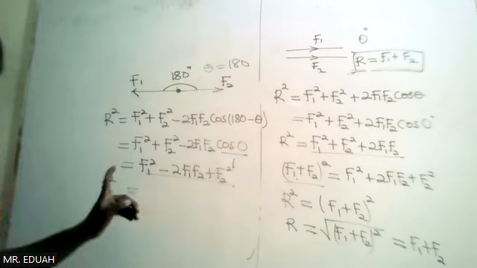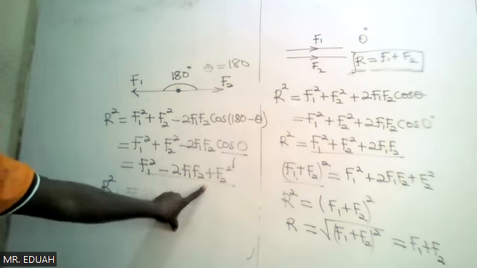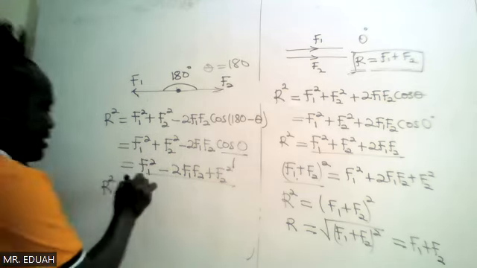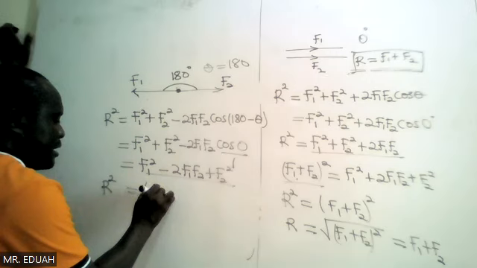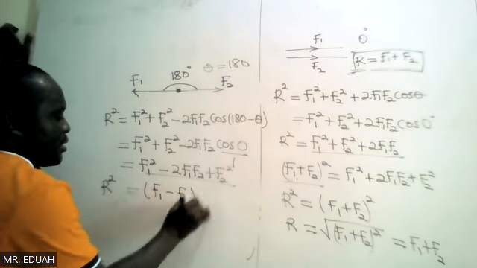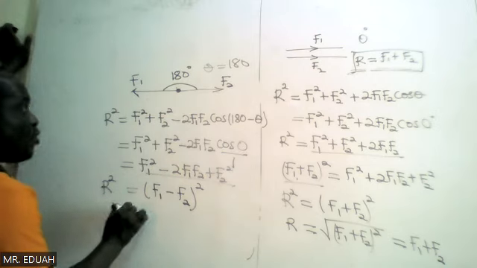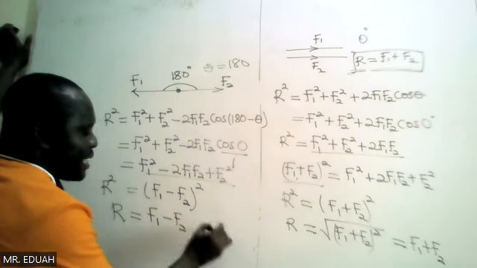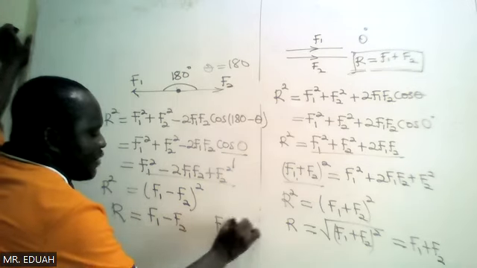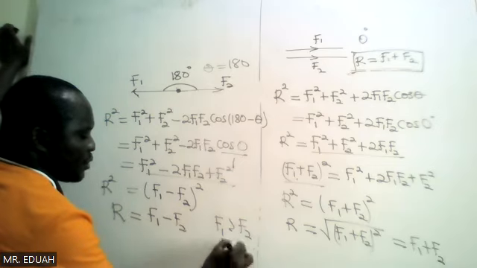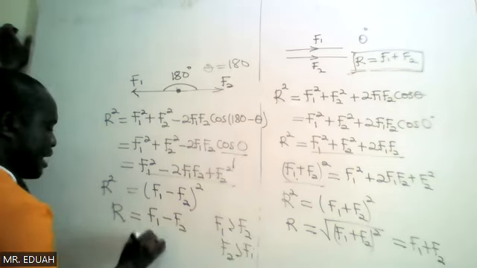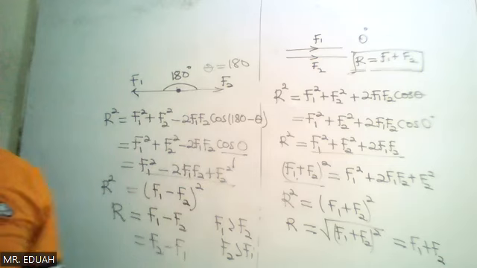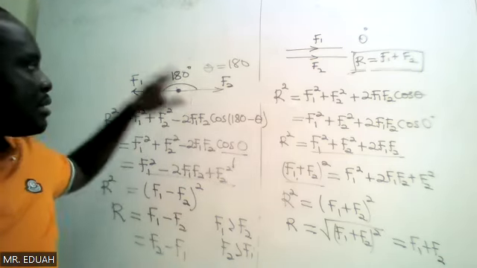No, look at it again. The underlined part is equal to F1 minus F2 all squared. Therefore, R will be equal to F1 minus F2. This is on condition that F1 is greater than F2. If it's the other way around, you have F2 minus F1. So we are using the cosine rule to get the same thing as before.